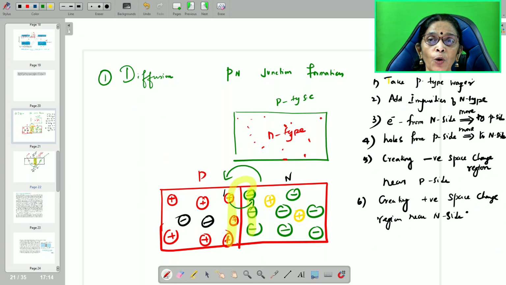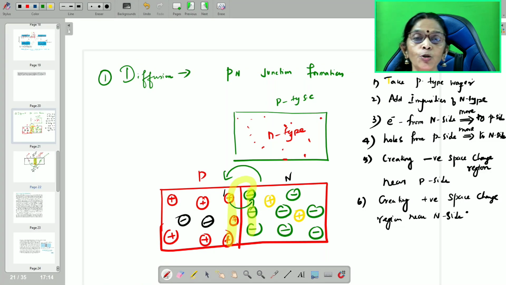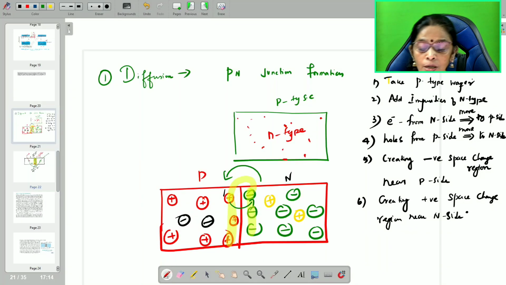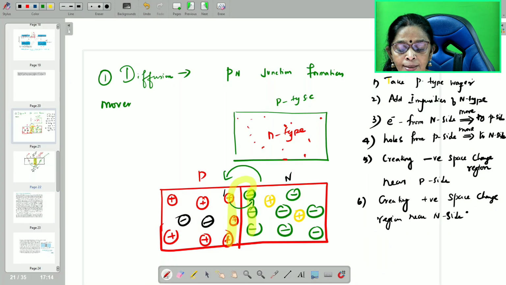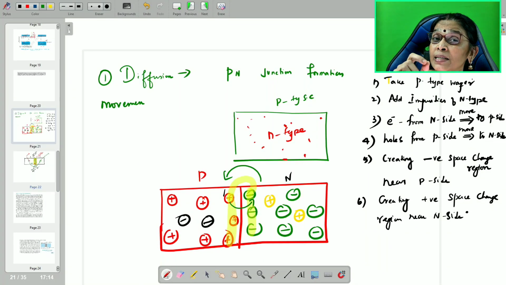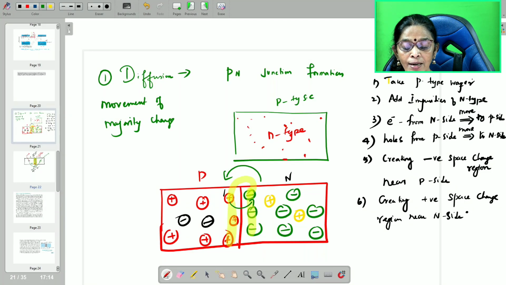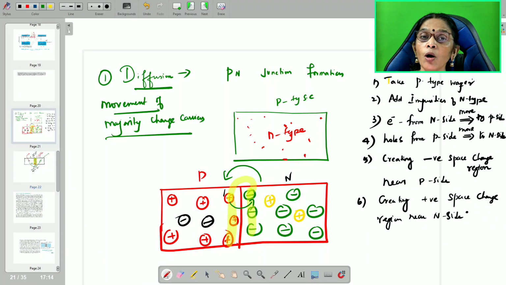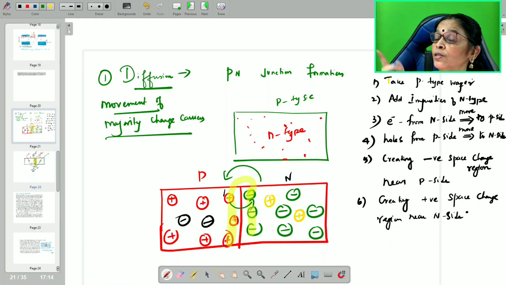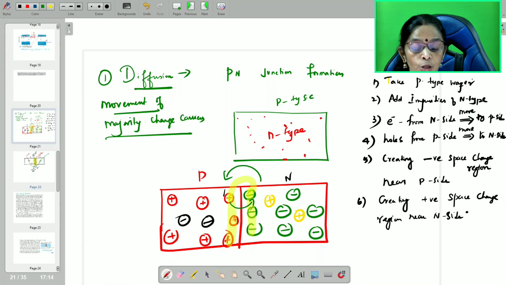How is the p-n junction formed? Just 2 points. Point number 1, diffusion. What does diffusion mean? Movement of the majority charge carriers. Which is the majority charge carrier in p side? P side holes. Which is the majority charge carrier in n side? Electrons. So diffusion means movement of majority charge carriers. That is movement. Electrons from n side move towards the p side and holes from p side move towards the n side. That is diffusion.